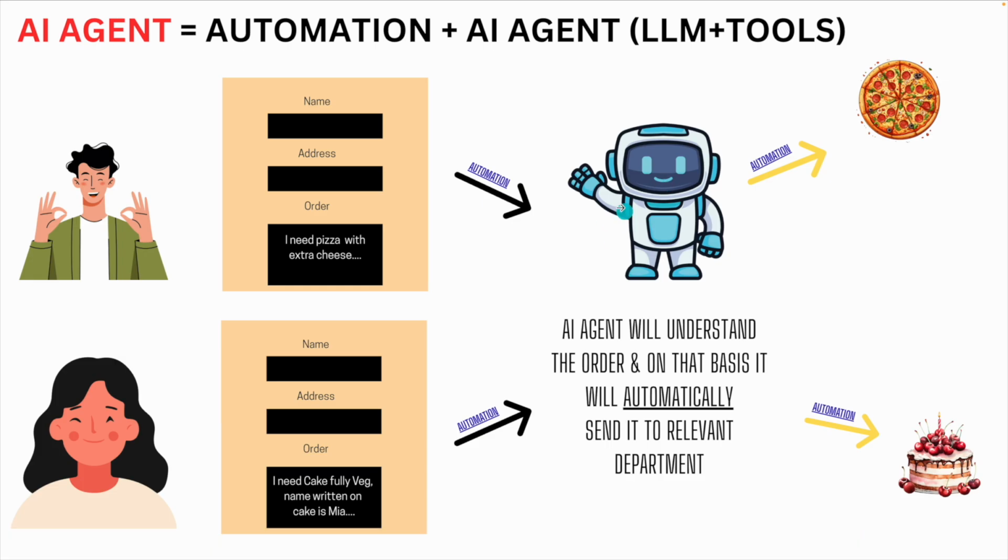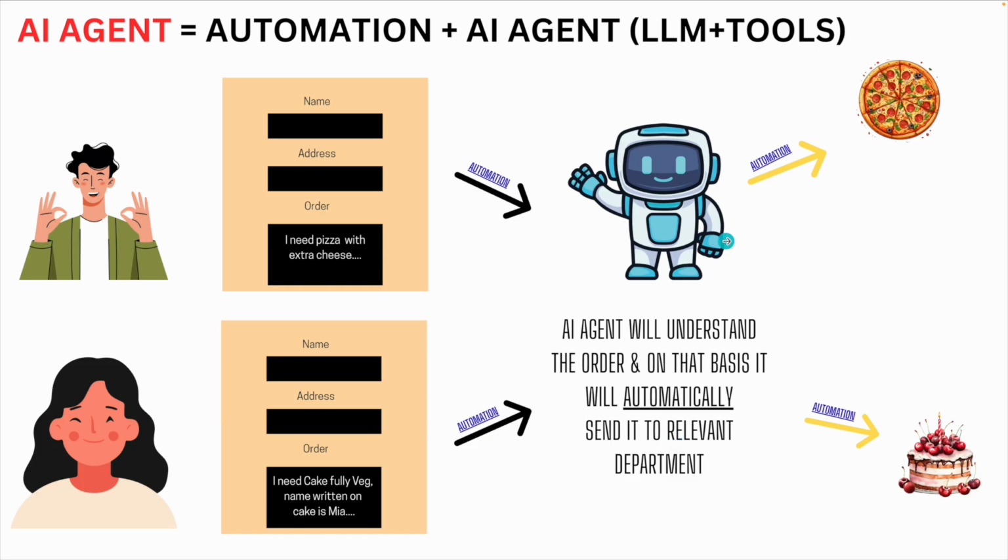Now what this robot is going to do, through this automation message which it has received: the AI agent will understand, because it has a brain like a human. It will understand the order, like whether it is related to pizza or related to cake. So now the AI agent will understand the order, and on that basis it will automatically send it to the relevant department.